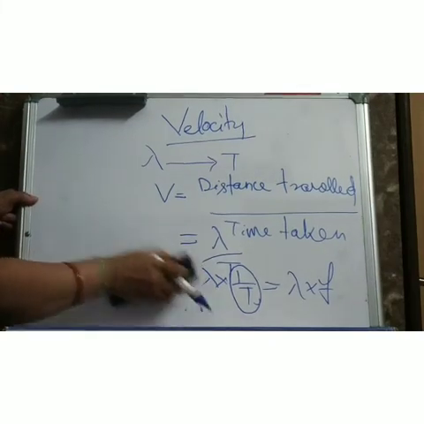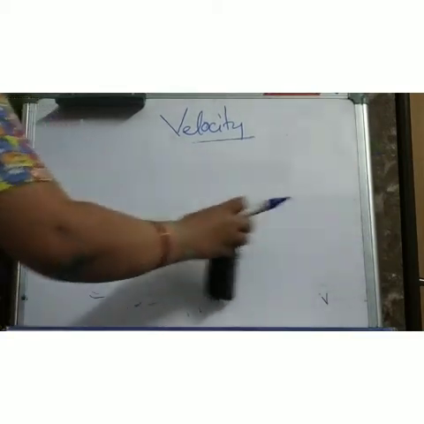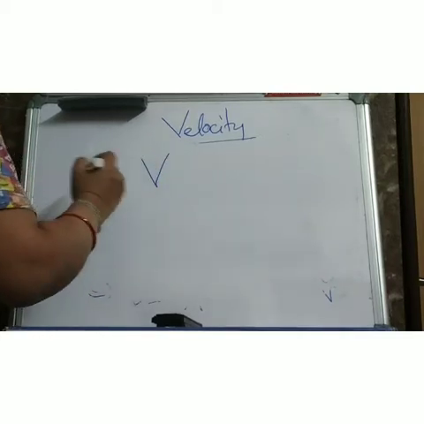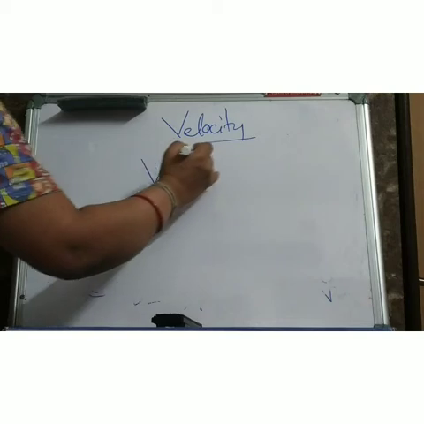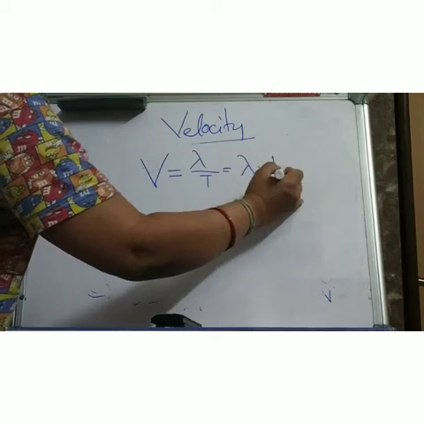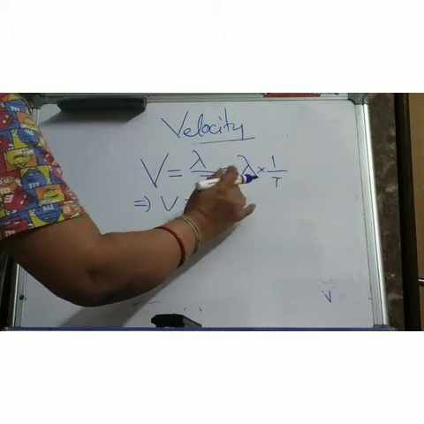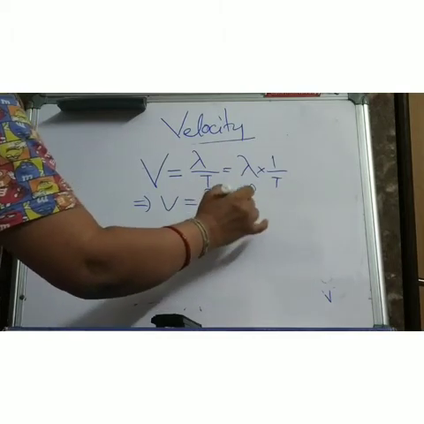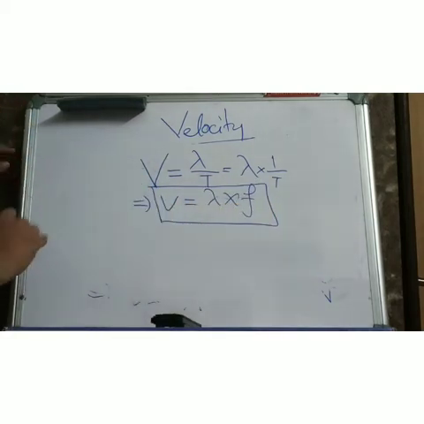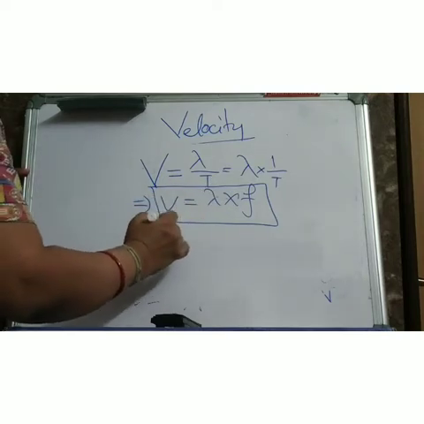Let me draw a bit so that I can write this equation more clearly. So velocity v, what we got? Velocity v is equal to lambda by t. That is, we can write lambda into 1 by t. So from here we can write v is equal to lambda into f. So this is, we can say, the wave equation. Velocity is equal to wavelength into frequency.